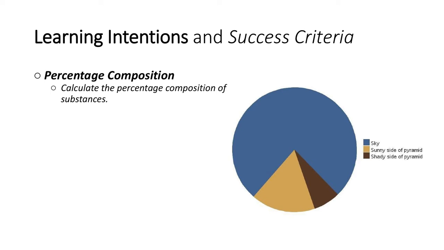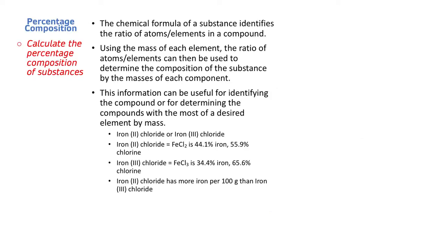Alright, so we're going to be working out the percentage composition of substances, and we'll find out what that means. Let's have a look. The chemical formula of a substance identifies the ratio of atoms and elements in a compound. So if you think about something like H2O, that means there's 2 hydrogens and 1 oxygen. And we knew that already, as that's the ratio of hydrogens to oxygens.